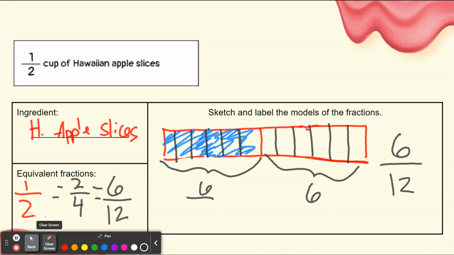Now, the important thing to remember is that our fractions represent the same amount. So even though we have 3 different fractions, we have the same amount represented. So this portion is always what's going to be represented in any of our equivalent fractions.